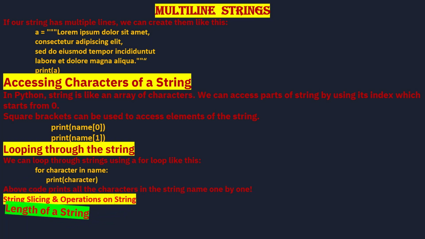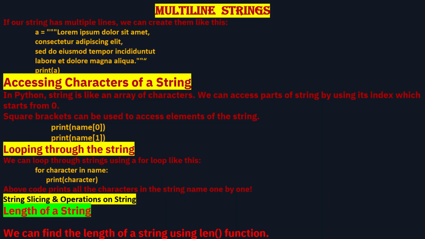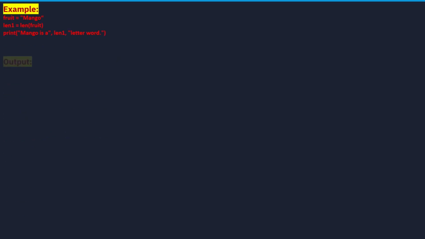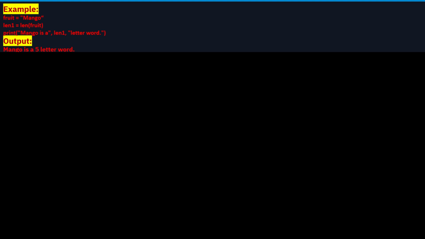String slicing and operations on strings. Length of a string. We can find the length of a string using the len function. Example: fruit = "mango". len1 = len(fruit). print("mango is a", len1, "letter word"). Output: mango is a 5-letter word.